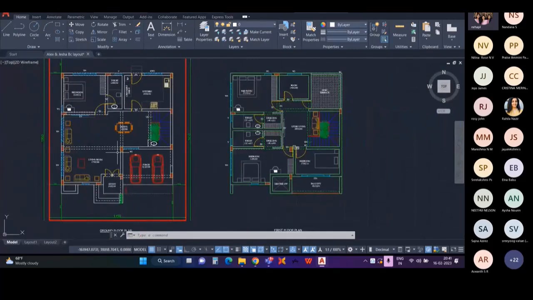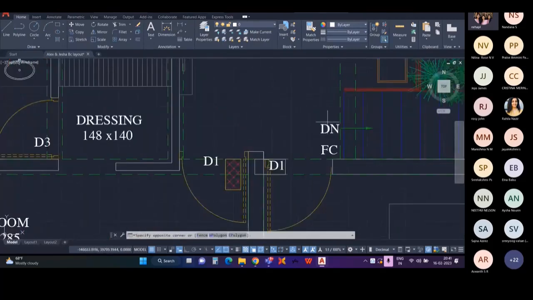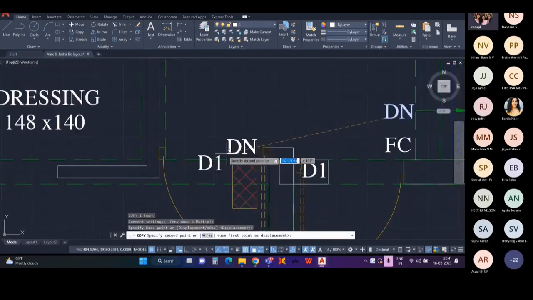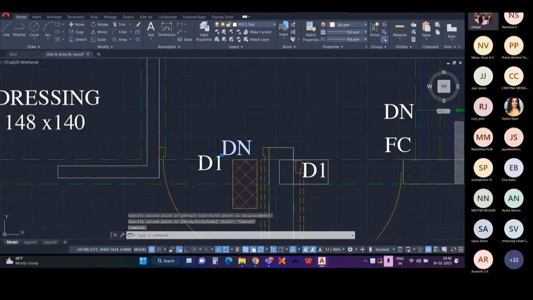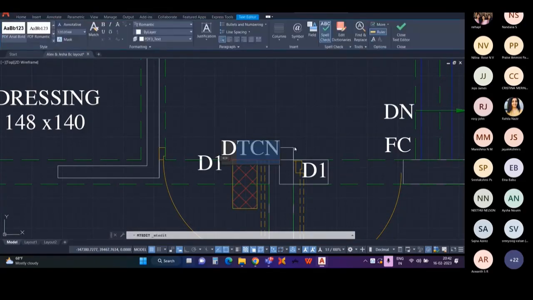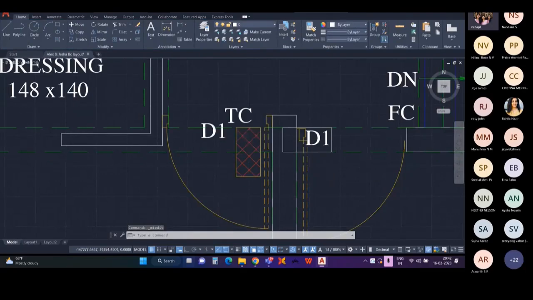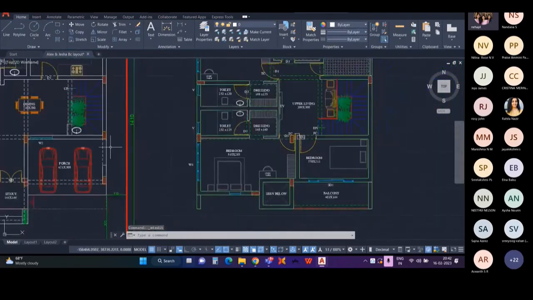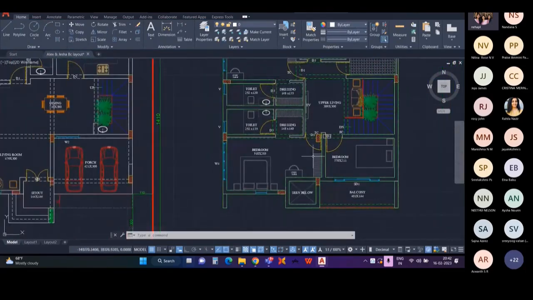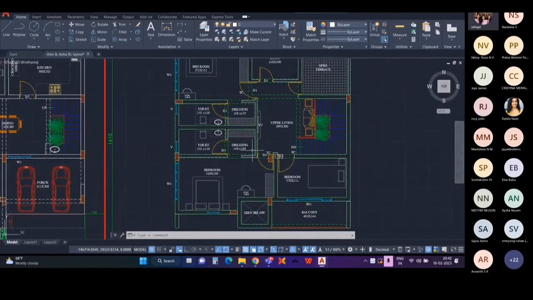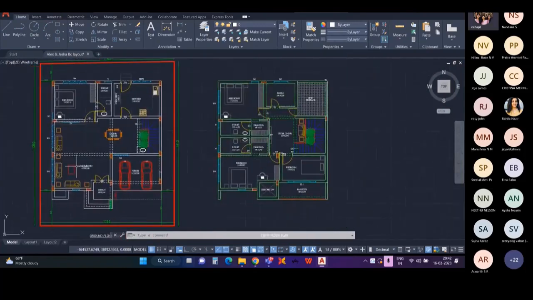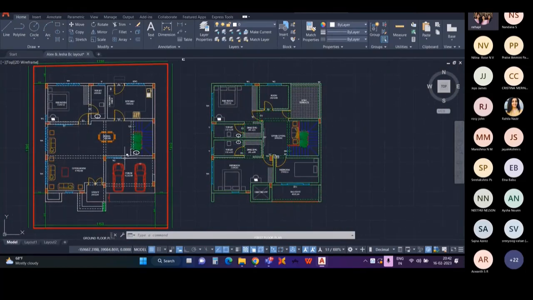So we can provide a column here, and to identify it, we can give a name to this column. We can provide the name TC, that is the terminating column, which indicates that this column starts from the below level and ends at this first floor level. So that problem was okay. We have solved that problem and the spacing in the ground floor.